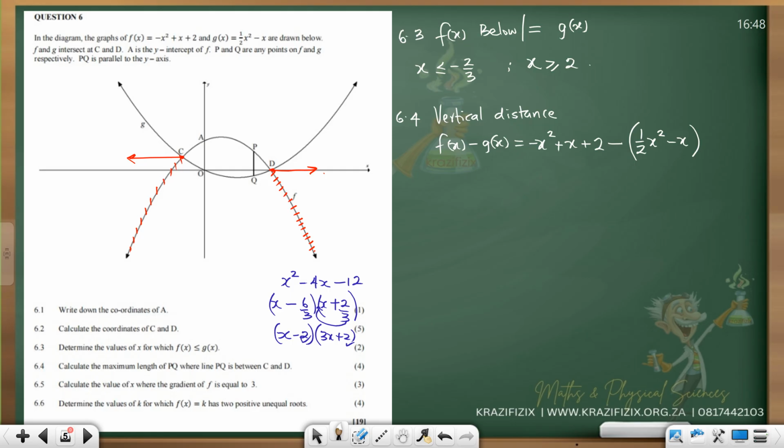Once that is done, can we then do the basic algebra that needs to be done? Let's do our basic algebra. Negative x squared plus x plus 2 minus half x squared and plus x. That will give us negative 3 over 2 x squared plus 2x plus 2. Now, that is just the distance. But now they want the maximum distance.